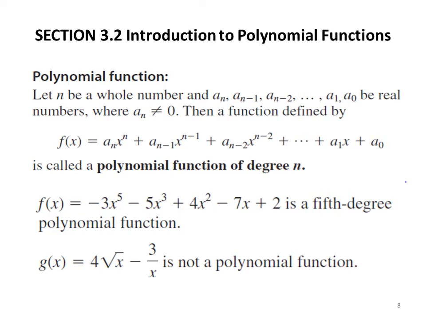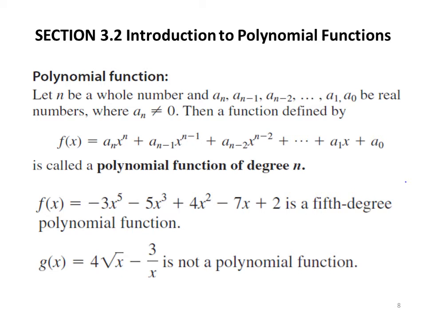So far we looked at linear functions and quadratic functions. The general form of these functions is a polynomial function. This is how we write a polynomial function. n is a whole number, you take a finite number of terms, a_(n-1), a_(n-2), up to a_0. These are all real numbers. The leading coefficient a_n does not equal 0.